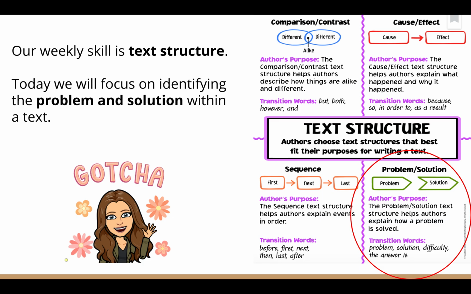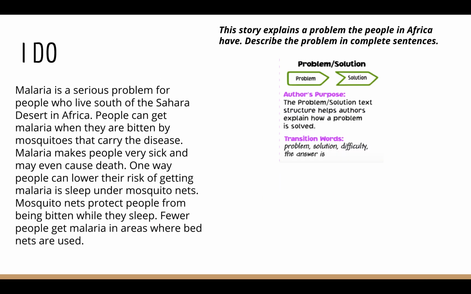So our weekly skill that we're going to focus on is text structure, but today we're going to specifically look at identifying the problem and solution within a nonfiction text. So the problem and solution text structure helps authors explain how a problem is solved. So this story explains a problem the people in Africa have. So after I read the story, the instructions say to describe the problem in complete sentences.